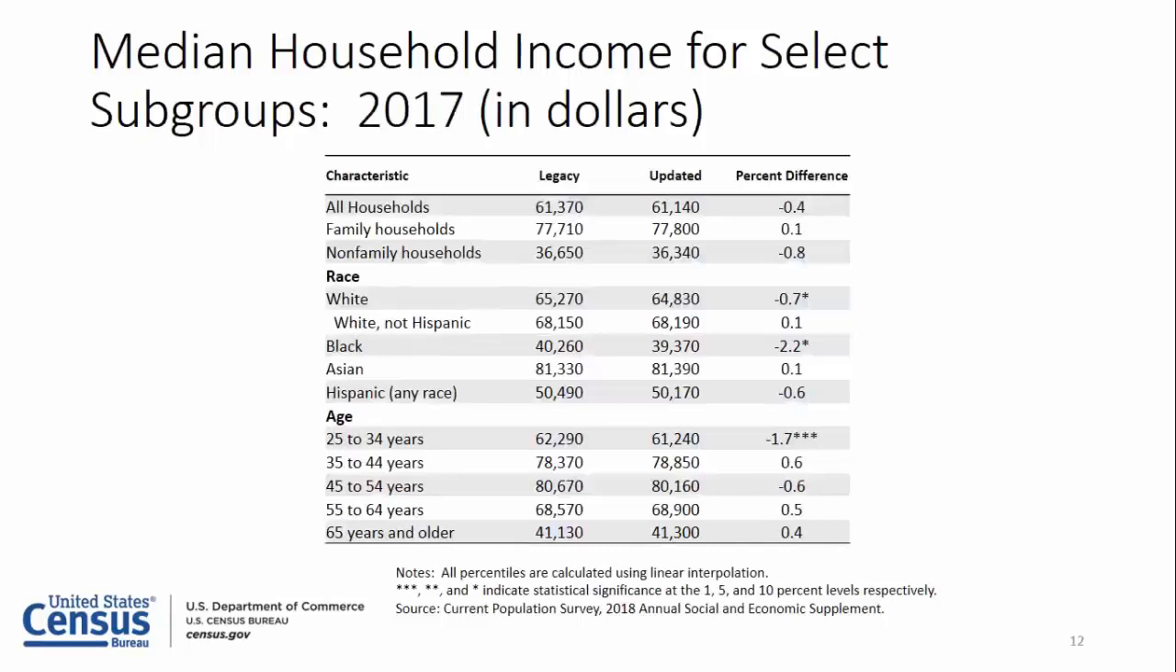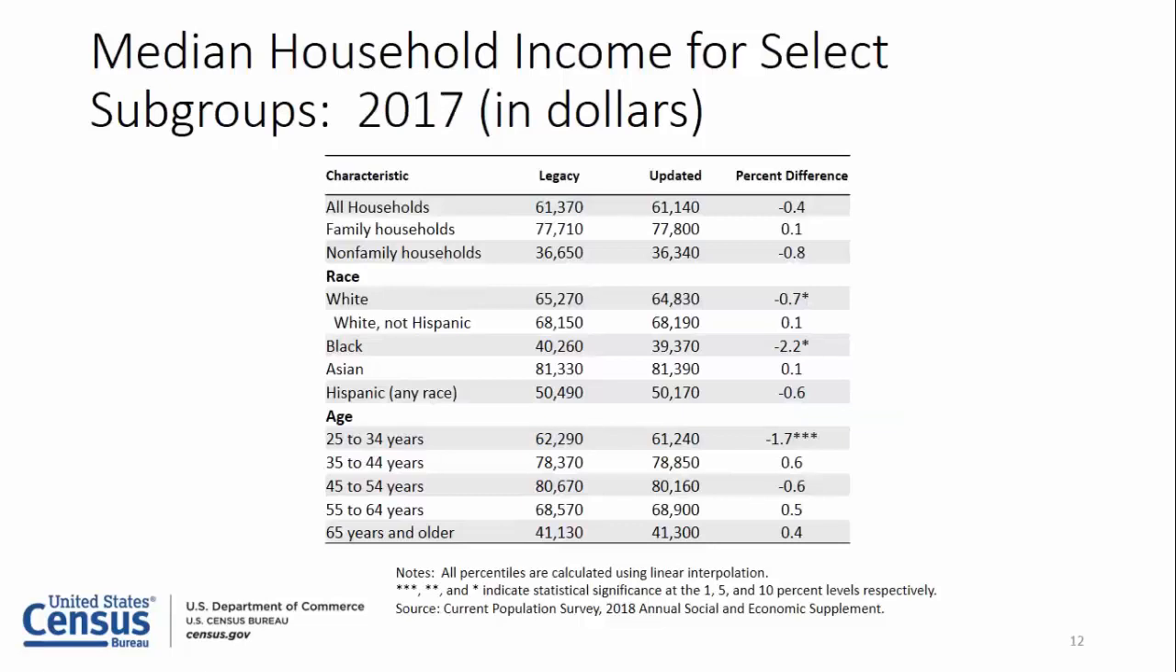This table presents additional details for 2017 household income using the legacy and updated processing systems. The estimates in the legacy column are the estimates we published last September. The estimates in the updated column are the estimates for 2017 that will appear in next week's report and will be used to make year-to-year comparisons with the 2018 estimates.